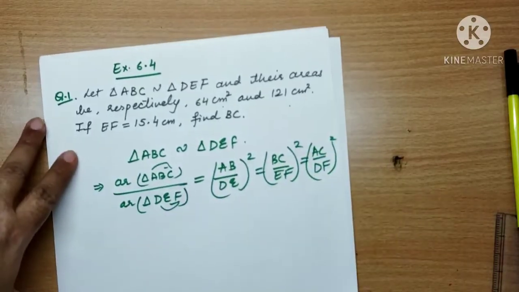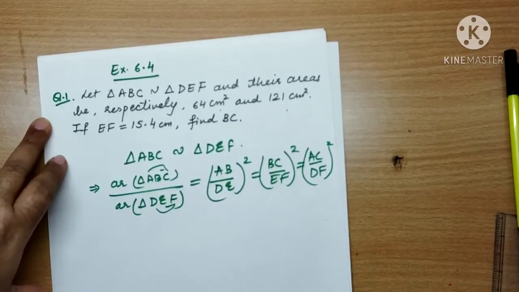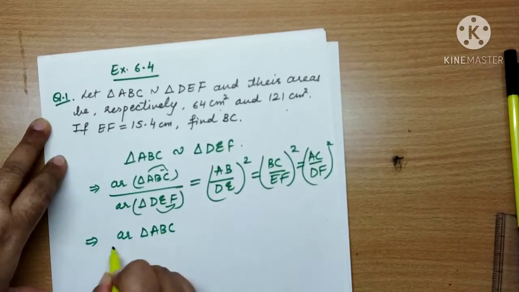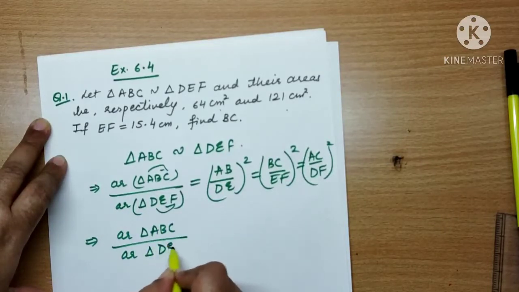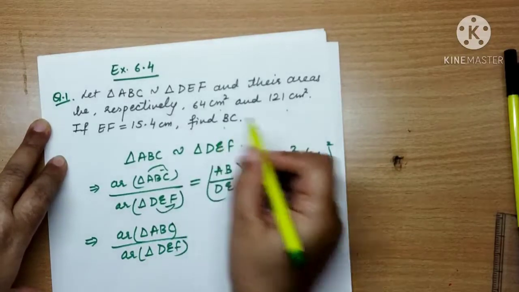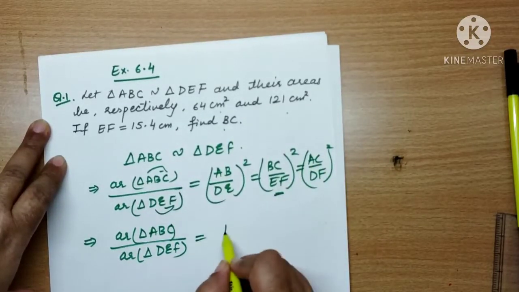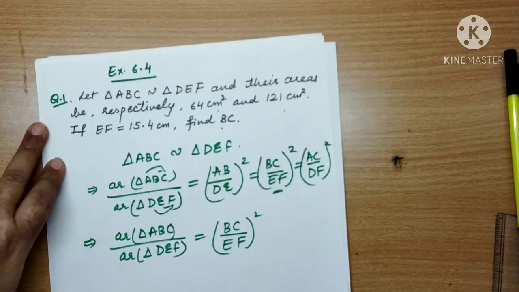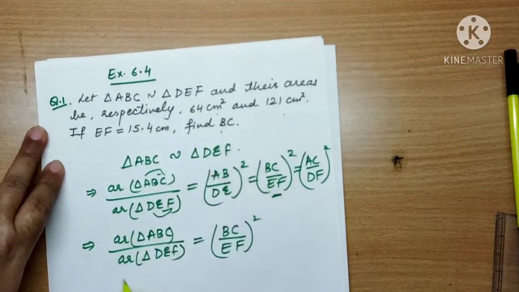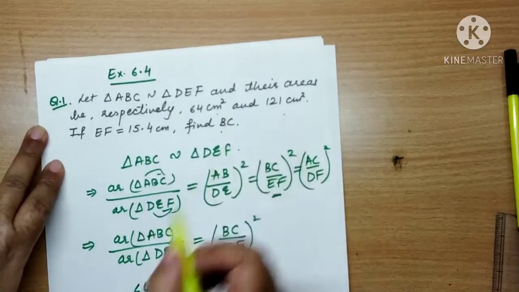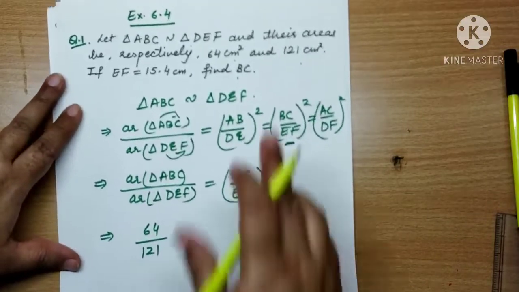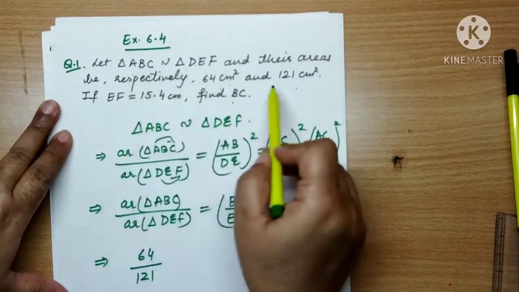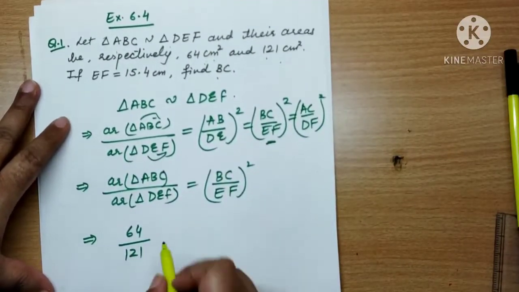Now whichever sides we are interested in, we will take those sides. Whatever sides we need to find the ratio of, we will take those sides. Since we need to find BC, we look for the side with BC, and we will consider these. Now let us substitute whatever is given to us. Area of triangle ABC is 64. Area of triangle DEF is 121. Since it's given respectively, the first area belongs to the first triangle and the second area is for the second triangle.